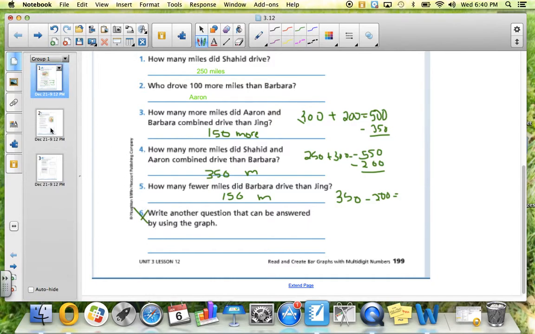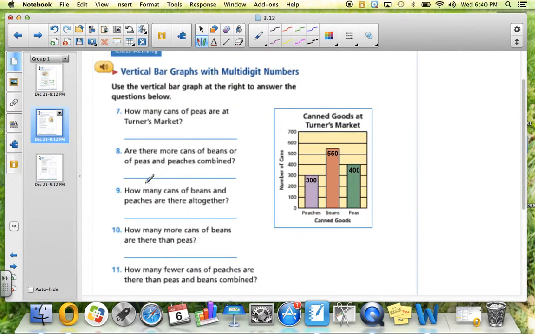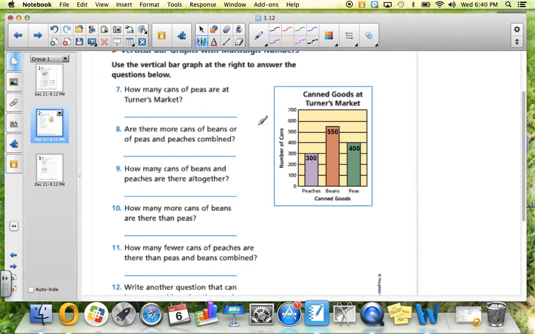So now please turn to page 200. Okay, 200. We're going to work on vertical bar graphs with multi-digit numbers. And I went ahead and did the same thing I did on the other graph. So I wrote the totals for peaches, beans, and peas because we're looking at canned goods at Turner's Market and how many number of cans. So let's see. We're going to use the graph to answer this question. So number 7 says, how many cans of peas are at Turner's Market? We can look. Peas, 400.